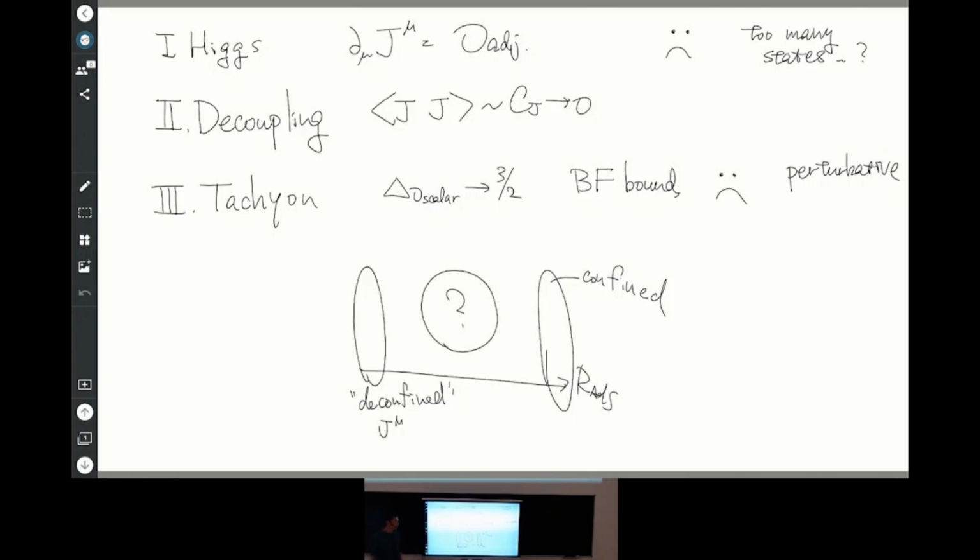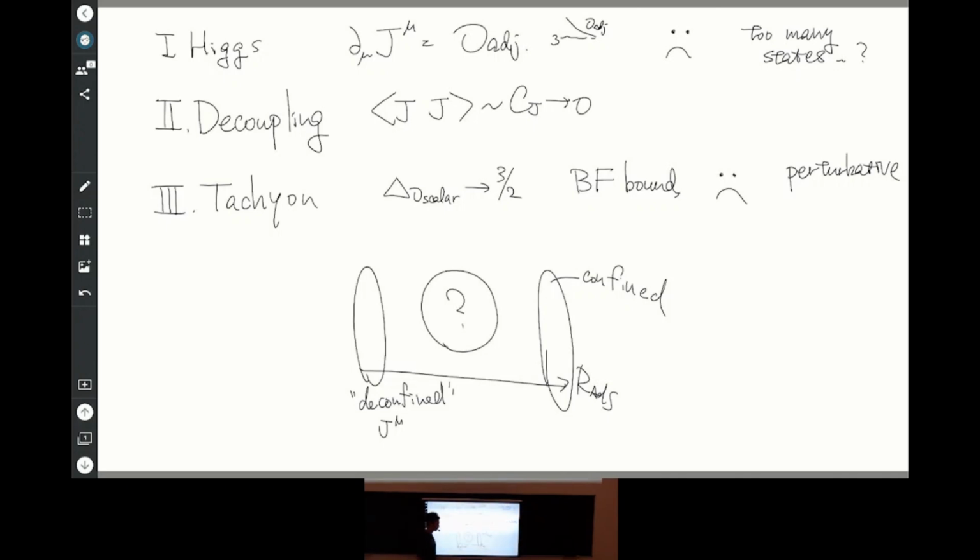I reviewed three scenarios. The first one is called the Higgs mechanism. The idea is that some scalar operator, which is in the adjoint representation of the gauge group, becomes marginal at some point, and the dimension hits 3. Afterwards, it can show up on the right-hand side of the conservation law of the current. Together they combine into a long multiplet, and then the current becomes massive and can have a very large mass in the flat space limit.